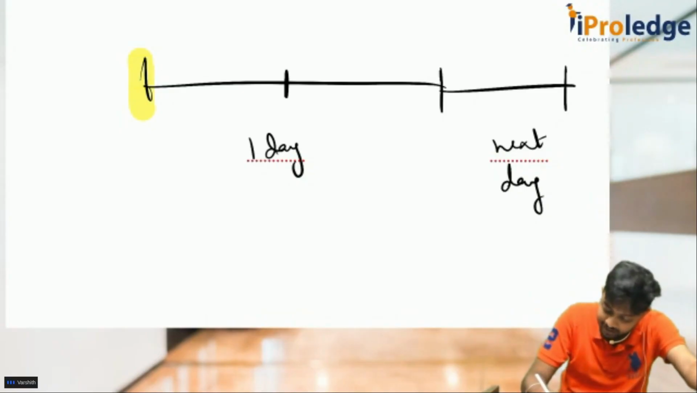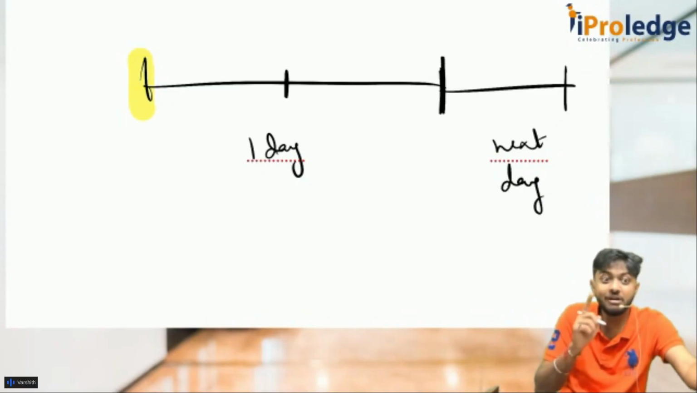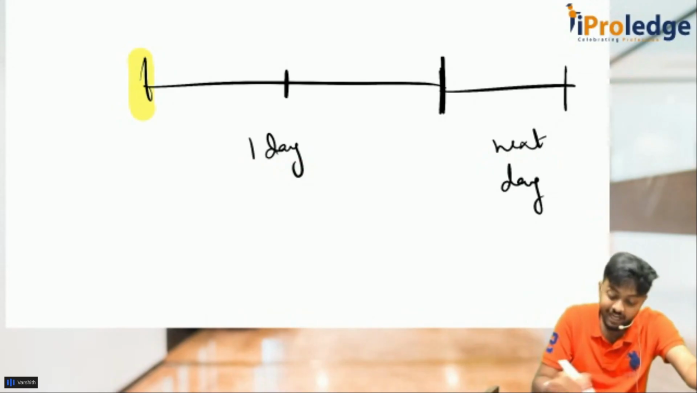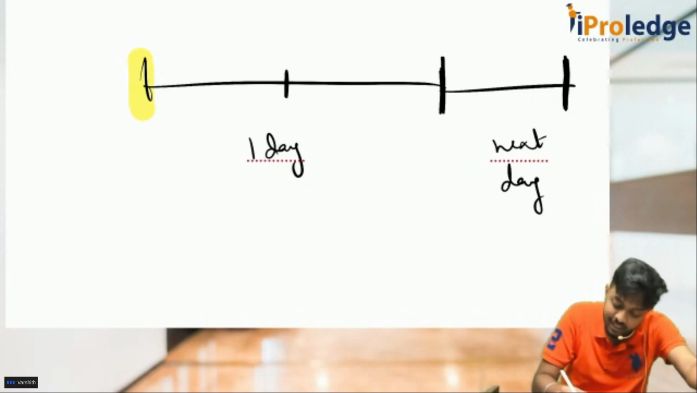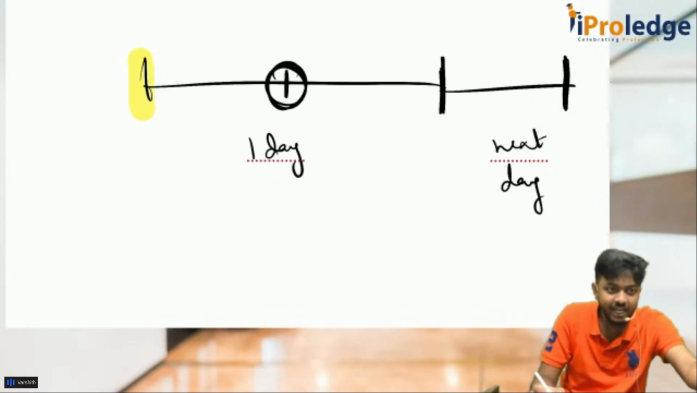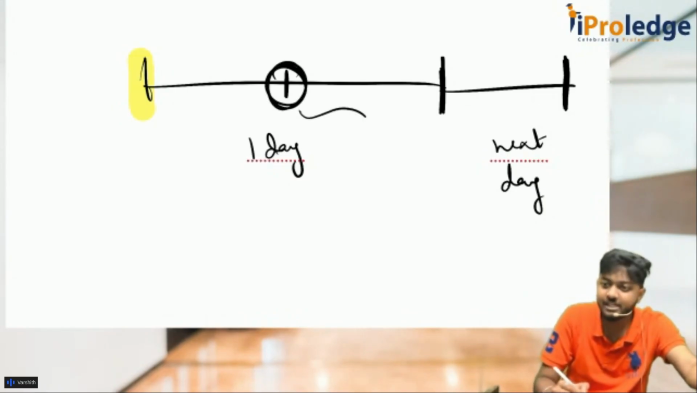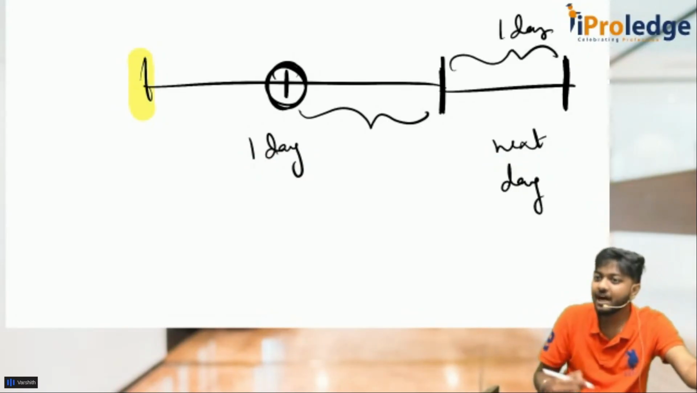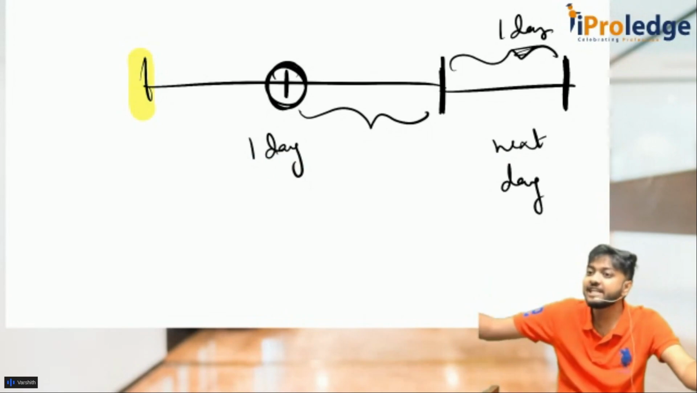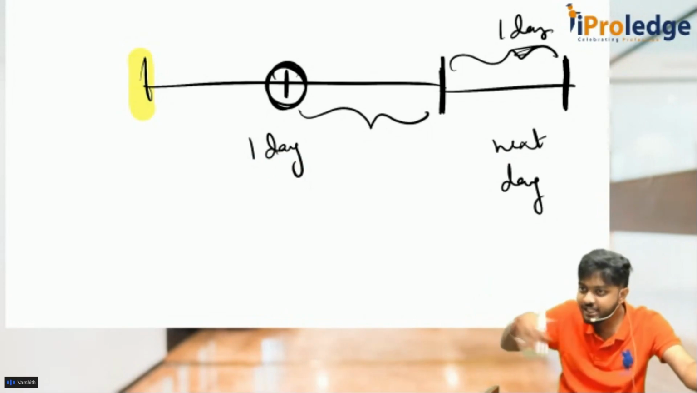No, e-way bill provision is telling that 1 day will get over here, even if it is generated here. This part will not be considered. We will take the next day as 1 day. This period will not be taken.